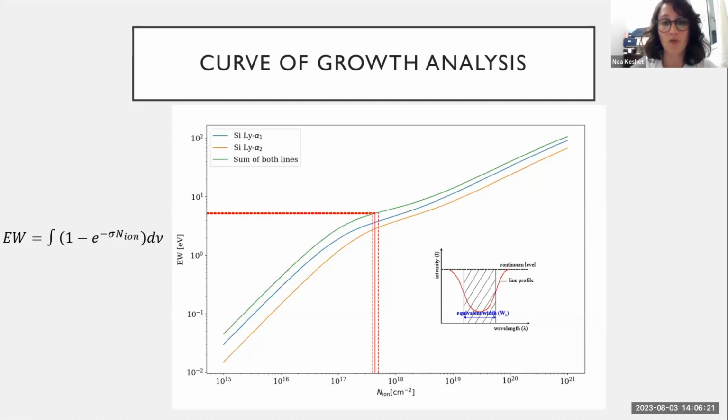So just a few things to note here in this figure is, first of all, you do see I'm starting to get saturated in the line.